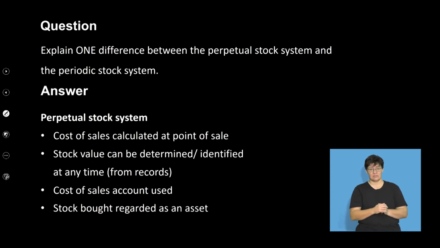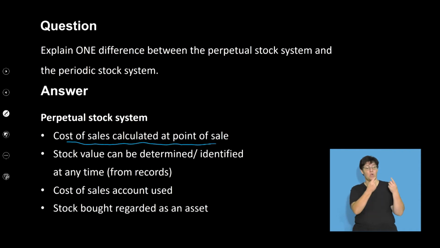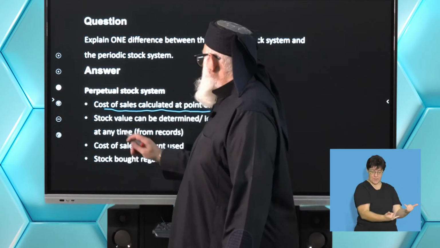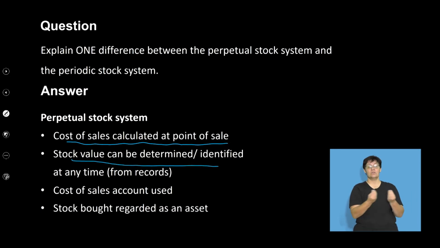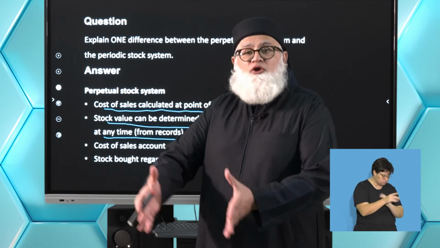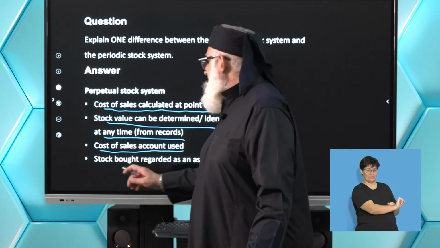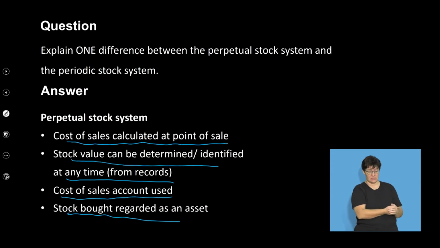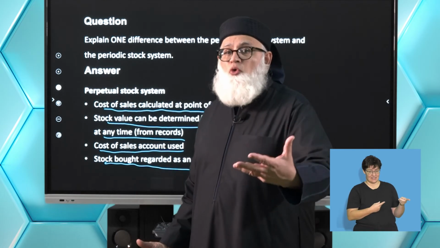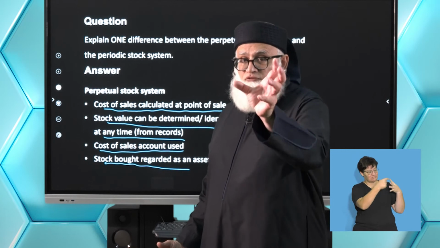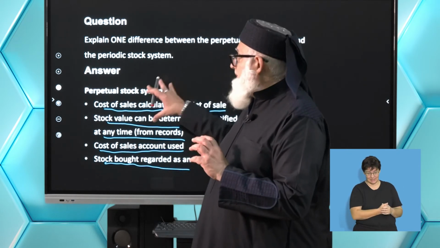In your perpetual stock system, cost of sales is calculated at the point of sale. It means when you sell goods, you record the cost of sale. Stock value can be determined, identified from your records at any time during the year. Why? Because you're keeping a continuous record of stock. Three, cost of sales, you're using a cost of sales account. That means a dedicated account determining the cost of the goods, and stock is regarded as an asset. We've given you much more than what is required, but just to make you aware that these are all the differences, or these are unique to your perpetual inventory system.